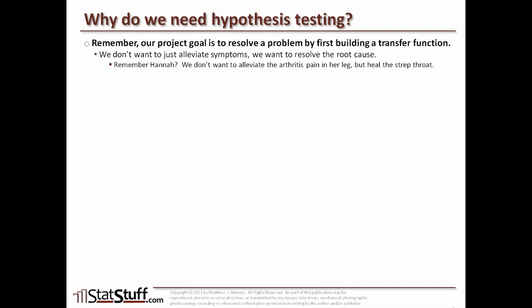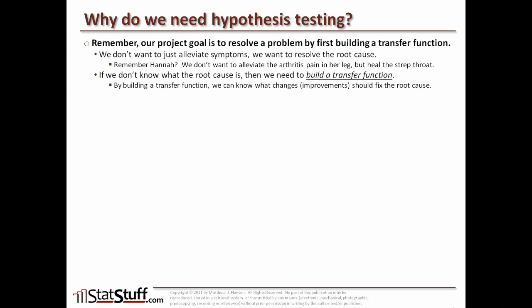the root cause. You may recall my example of my daughter Hannah. We don't want to just alleviate the arthritis pain that she was feeling in her leg, but we want to heal the root cause, which was the strep throat. So if we don't know what the root cause is, then that means we need to build a transfer function to figure that out. By building the transfer function, we can know what changes, that is, what improvements we need to make that should fix that root cause.